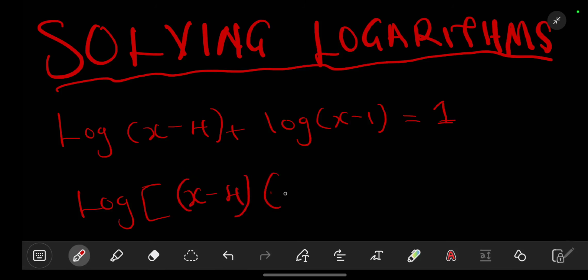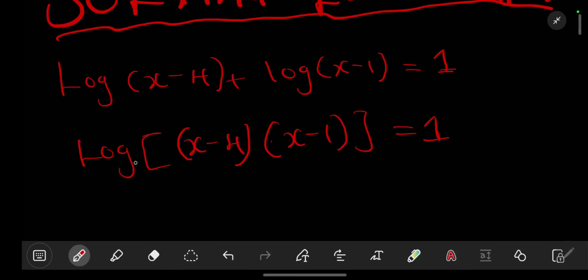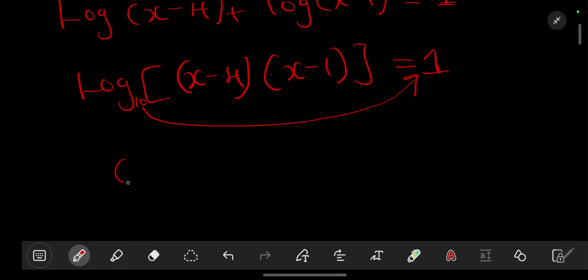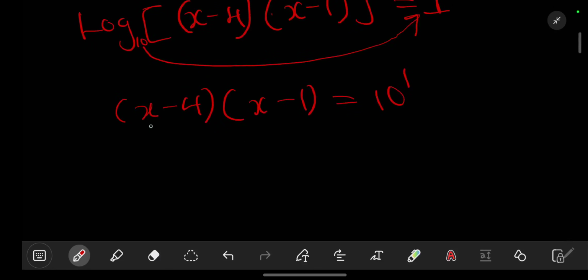Then this other one, we are going to have our x minus 1, which should be equal to 1, like that. Now if you see any log where it's not showing anything, it means it's in base 10. So this 10 will go and become the base here. So we are going to have x minus 4, and our x minus 1 should be equal to 10 to the power of 1, like that.